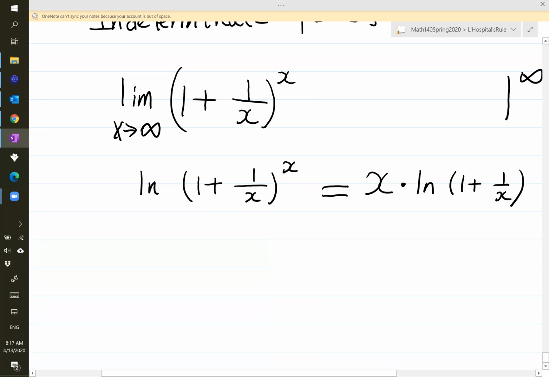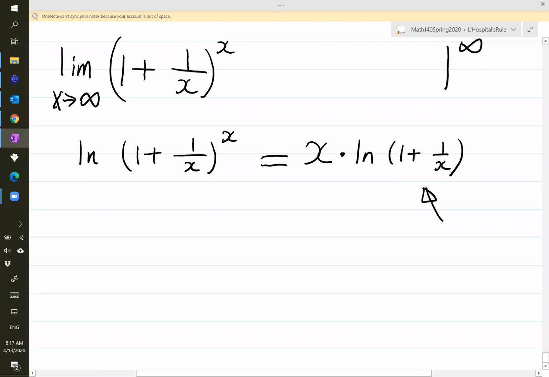So we take a logarithm so that we get an indeterminate product, and indeterminate product we already did how to do that. Once we get an indeterminate product, then we flip one of the factors. So this is the key idea to do this kind of problem. First step, if the base and exponent are both changing, we take a log so that we get an indeterminate product.